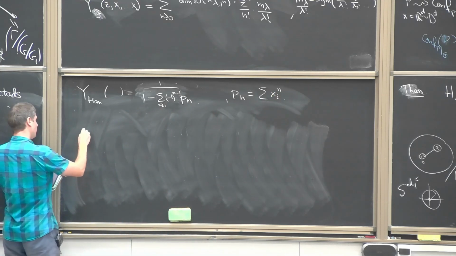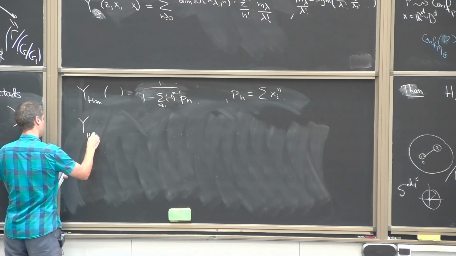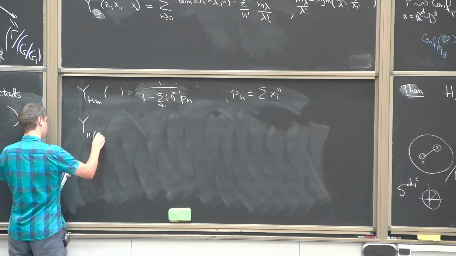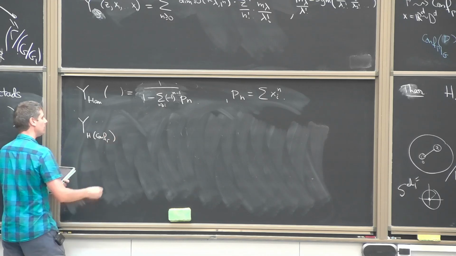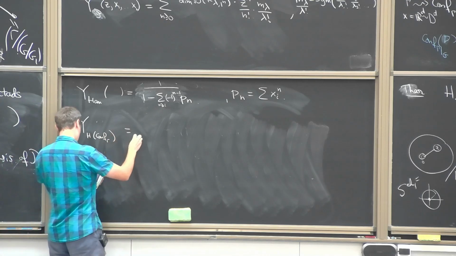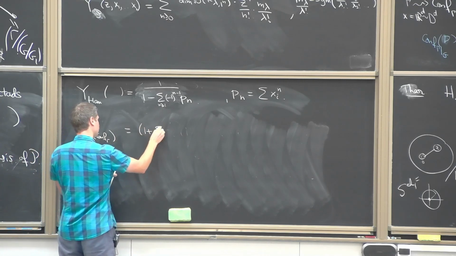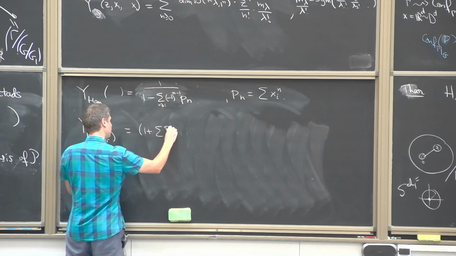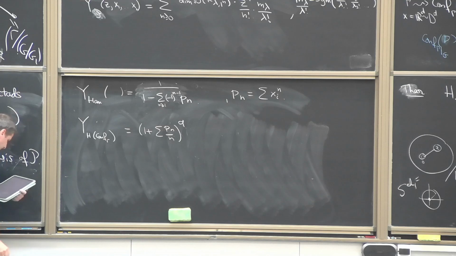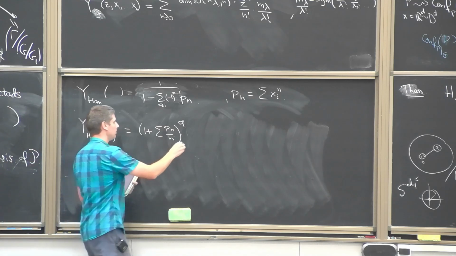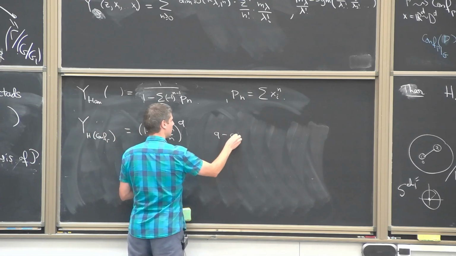And y, let me write another one, which is also for configurations, will be 1 plus the sum of Pn divided by n q, where q counts the homological degree.